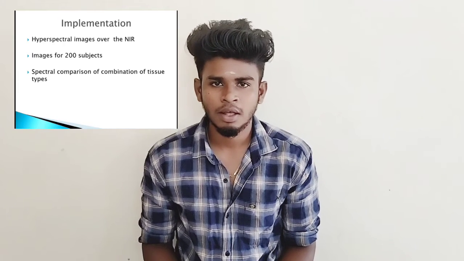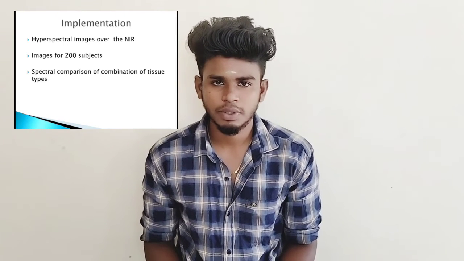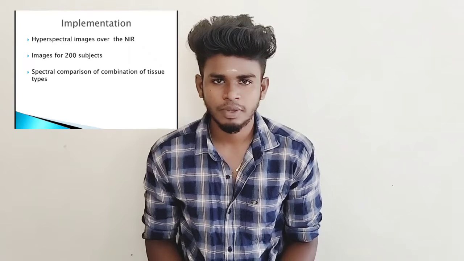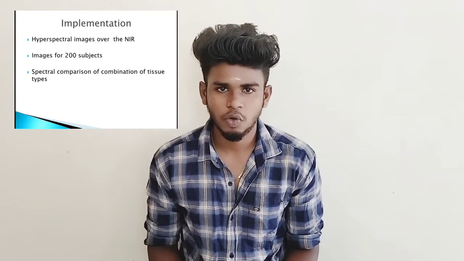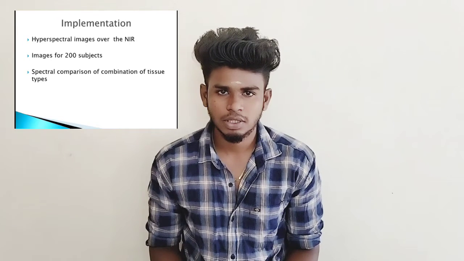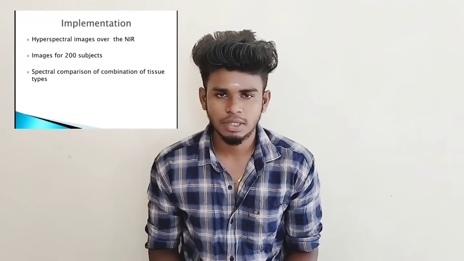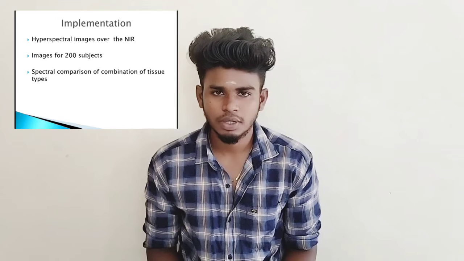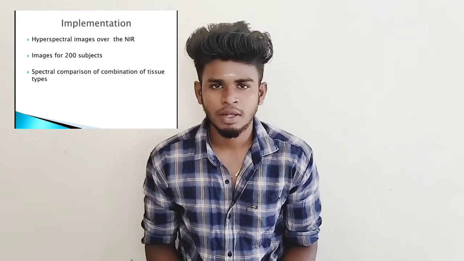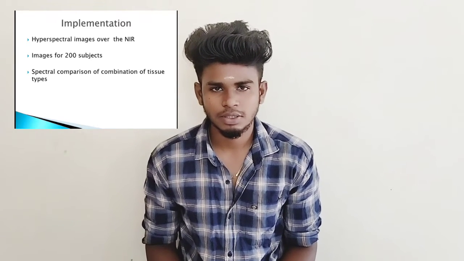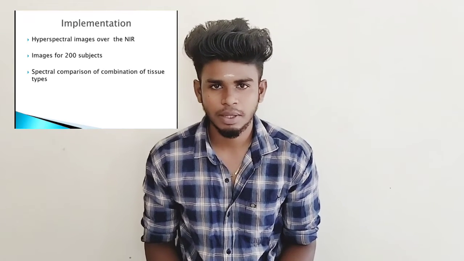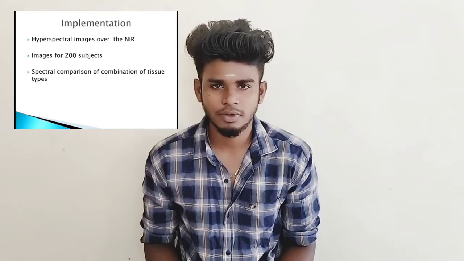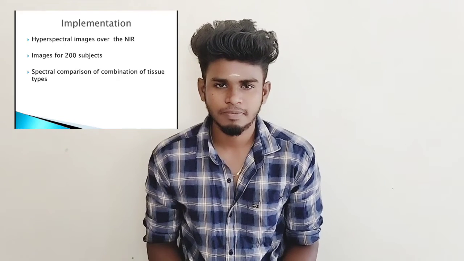Then we're going to see the implementation. In the implementation, the hyperspectral images over the NIR bands for one subject are in ascending order. Then the images for 200 subjects, so we can implement that as 200 subjects of images. The last thing is spectral comparison of a combination of tissue types, which leads to implementing facial recognition in advanced future systems.